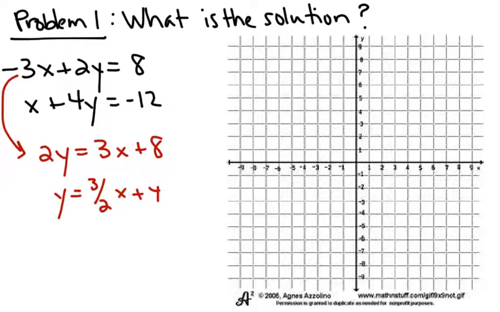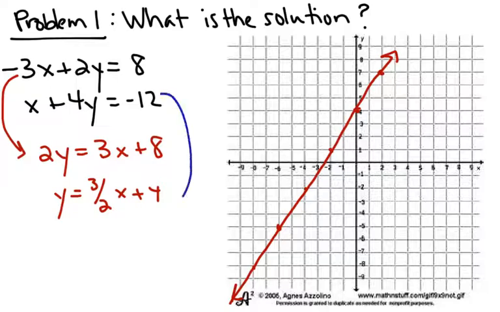So the first equation, y equals 3 halves x plus 4, has a y-intercept of 4, and the slope is 3 over 2. So I go up 3 to the right 2, or I can go down 3 to the left 2, and I'm going to do that a couple of times just to make sure I have a nice line here. So here's my line.